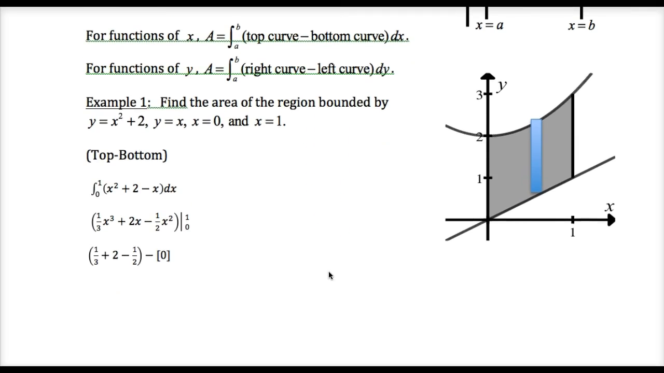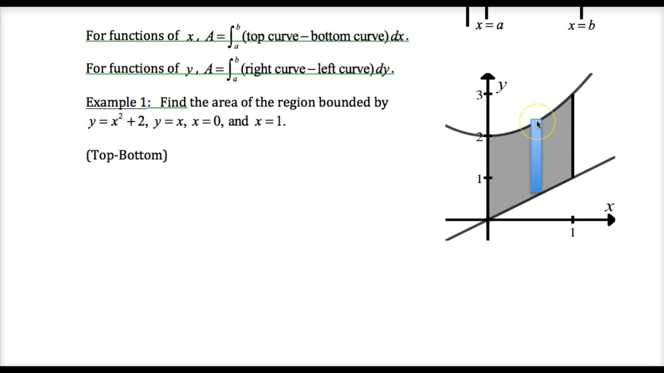So let's look at example number 1. Find the area of the region bounded by y equals x squared plus 2, y equals x, x equal to 0, and x equal to 1. When I see these four equations, those are all going to be on the edge of my region. So make sure that does happen. That's probably the trickiest part of all this. Then I'm going to take the top curve minus the bottom curve. Here's my top curve, which would be x squared plus 2, and here would be my bottom curve, which would be y equal to x.